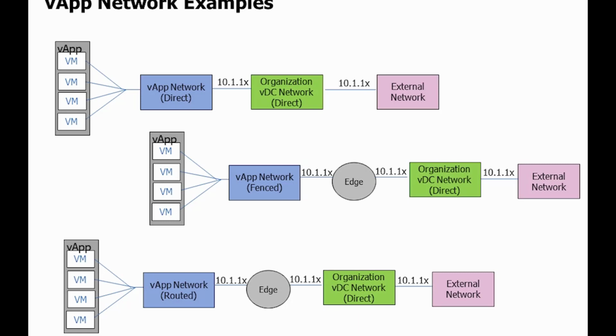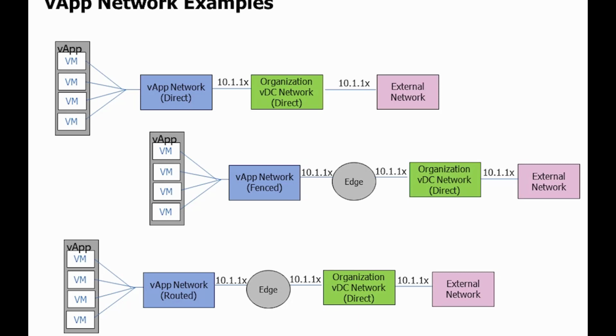The second design in the middle is the fenced vApp network. And this is where it starts to get very useful and very interesting. The fenced network basically means that it's a method to protect the identity of the virtual machines. And what do I mean by that?